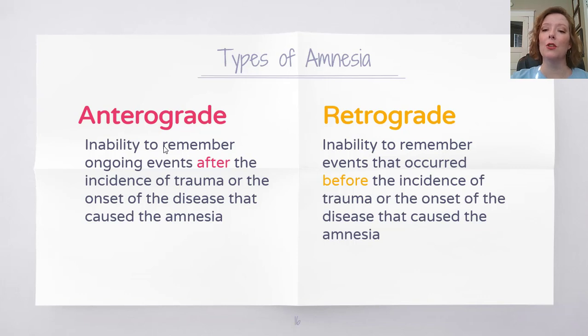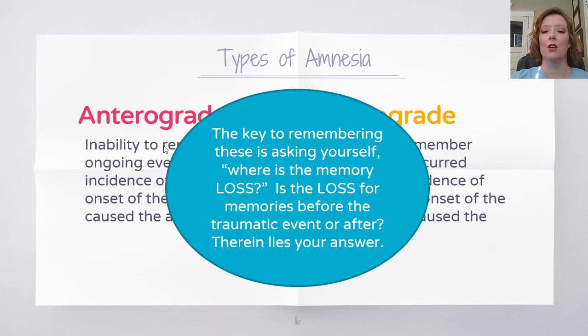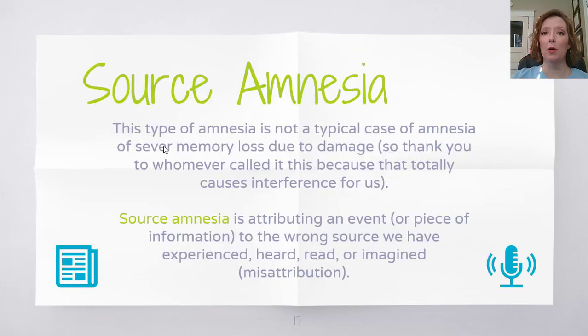This is the inability to remember events that occurred before the incidence of trauma or the onset of the disease that caused the amnesia. The key to remembering these is asking yourself, where is the memory loss? Is the loss for the memories before the traumatic event or after? Therein lies your answer. A couple of more pieces of information that you will need to know.